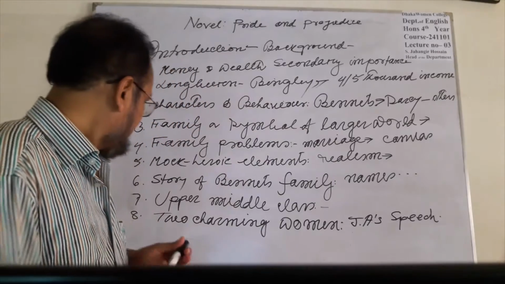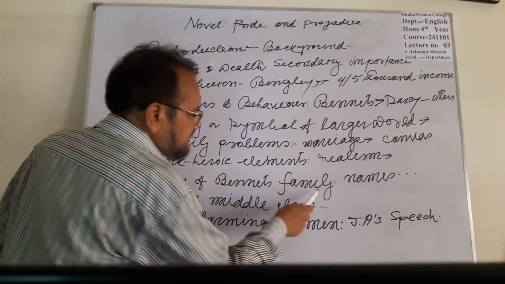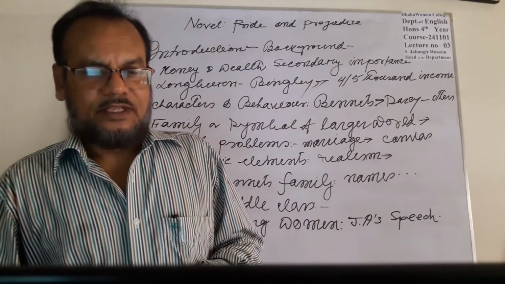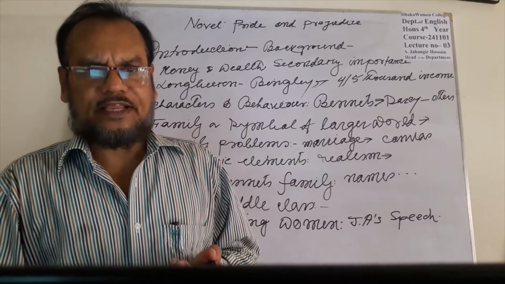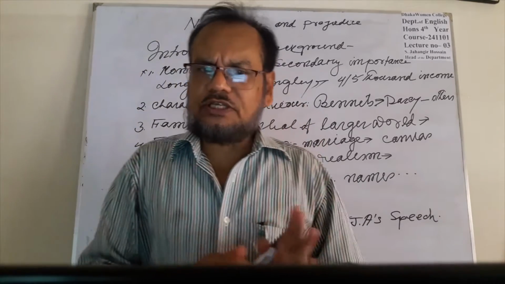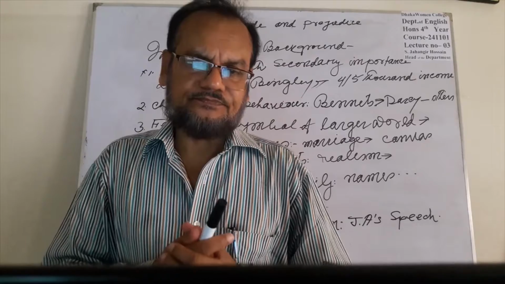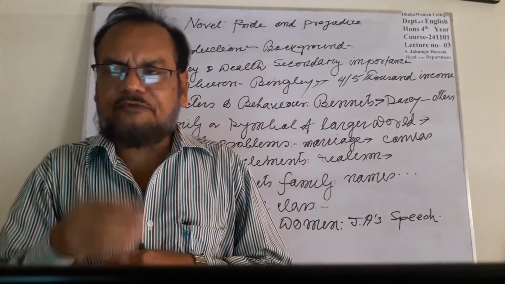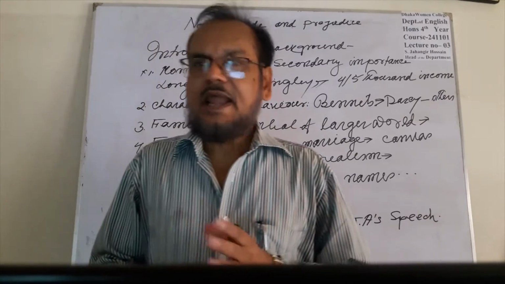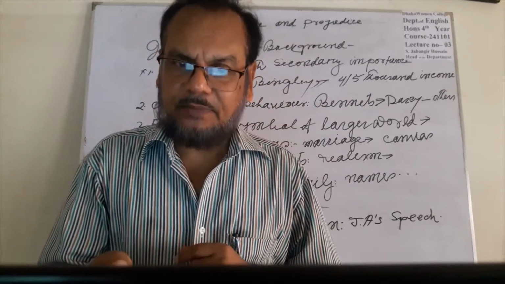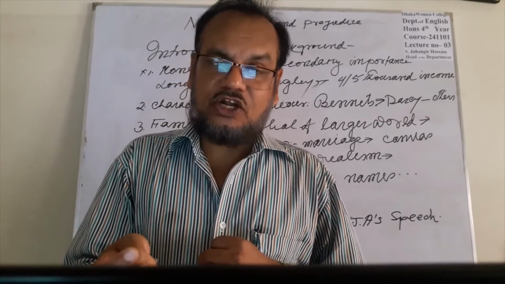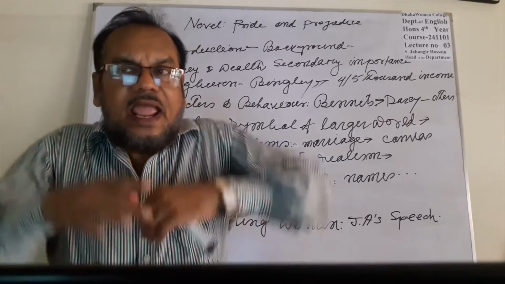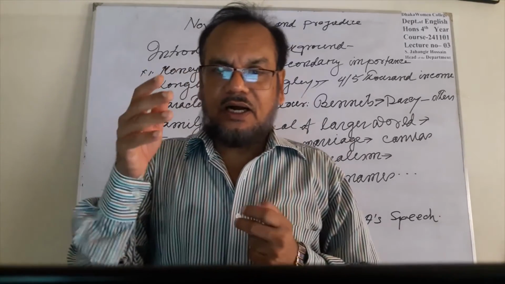Next, number 6, story of Bennet's family. Yes, it is an interesting story to narrate. It is a fiction, it is a novel, and the story of Bennet's family with 5 marriageable daughters, and they are named Jane, the eldest daughter, the second daughter Elizabeth, the third daughter Mary, the fourth Catherine, and also the youngest daughter Lydia.